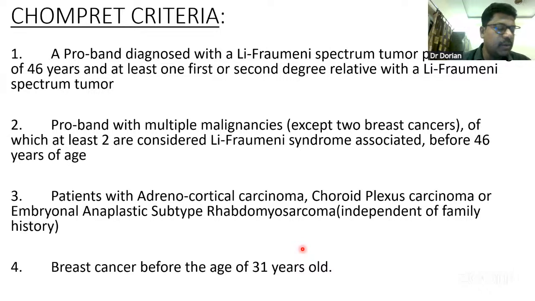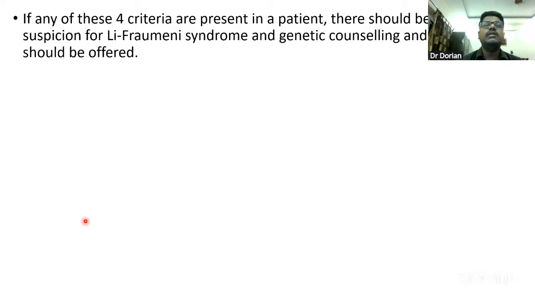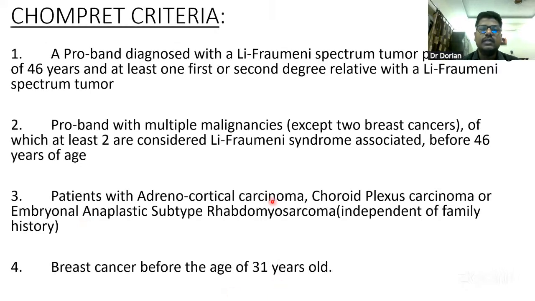This thing was asked in the chat box. Okay. So coming back to Chompret criteria, if it is breast cancer, it will be age below 31 years of age. If it is any other cancer, it will be 46 years of age. And these three rare cancers: adrenocortical carcinoma, choroid plexus carcinoma, and embryonal anaplastic sarcoma. If any patient gets these three cancers, irrespective of his or her family history, you need to test him or her for P53 mutation. If any of these four criteria are present, there should be a high suspicion for Li-Fraumeni syndrome, and genetic counseling and testing should be offered. You must remember the ages alone: breast cancer 31, other cancers 46, or these three rare cancers.